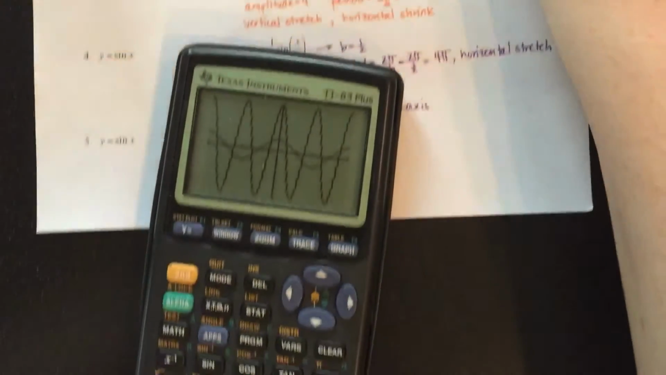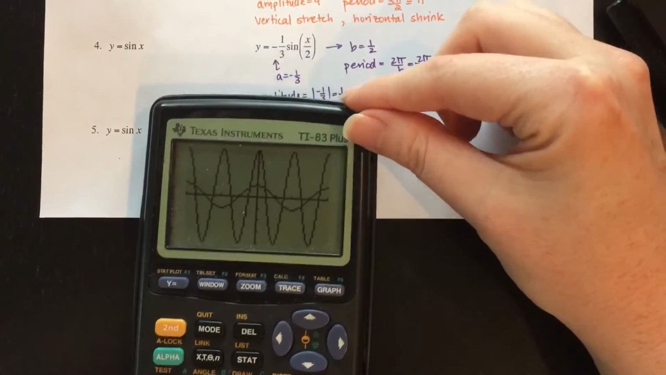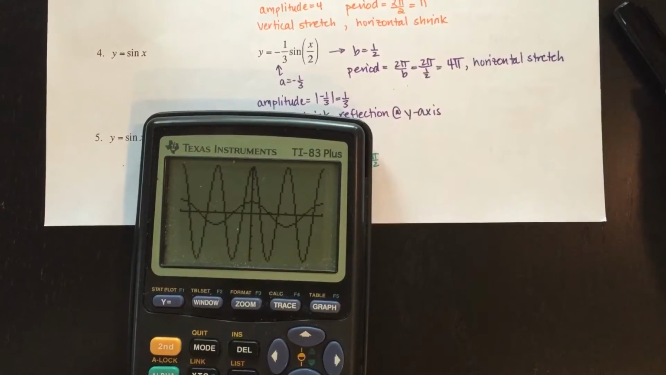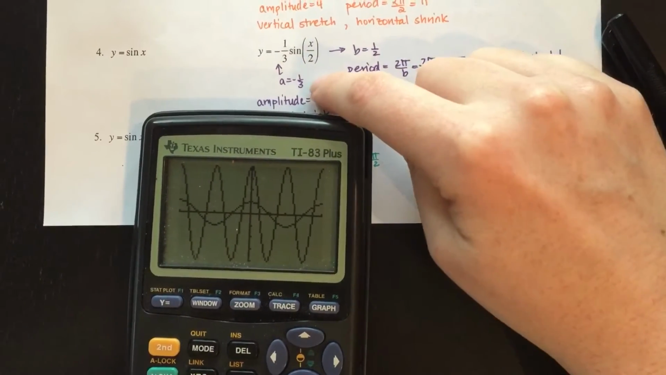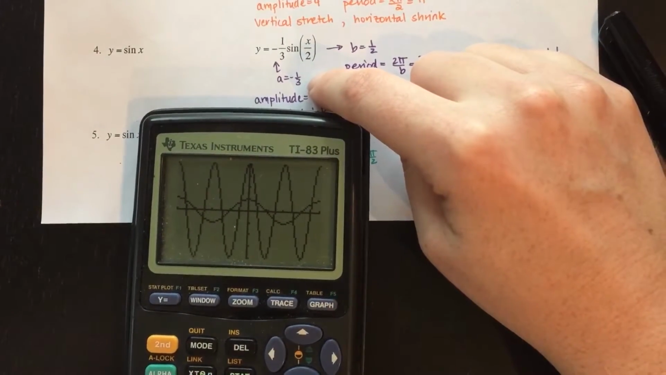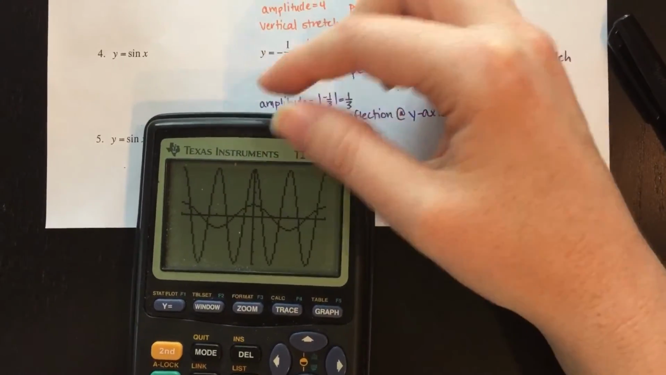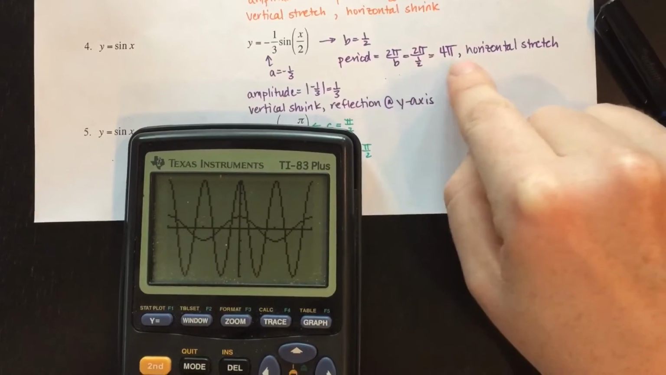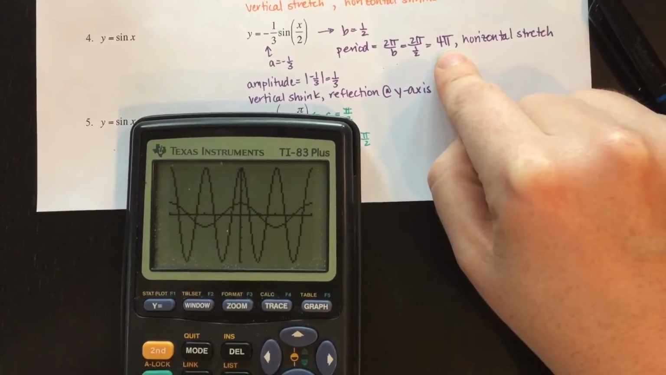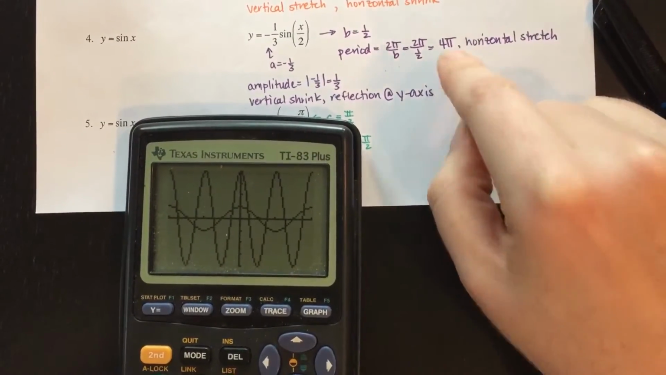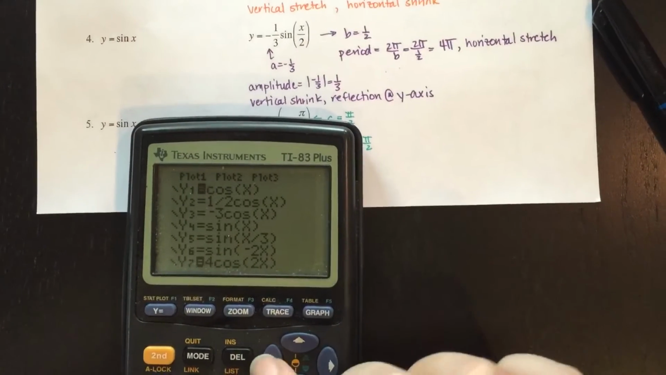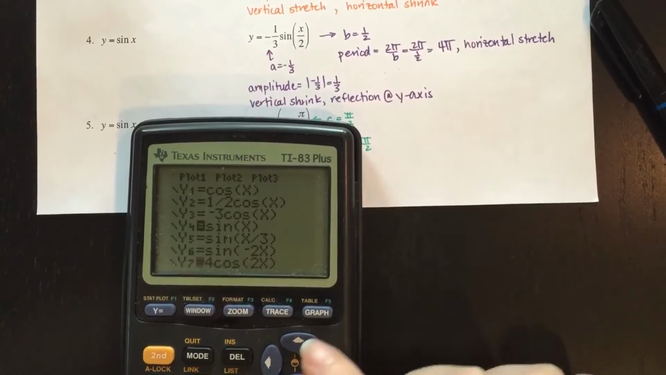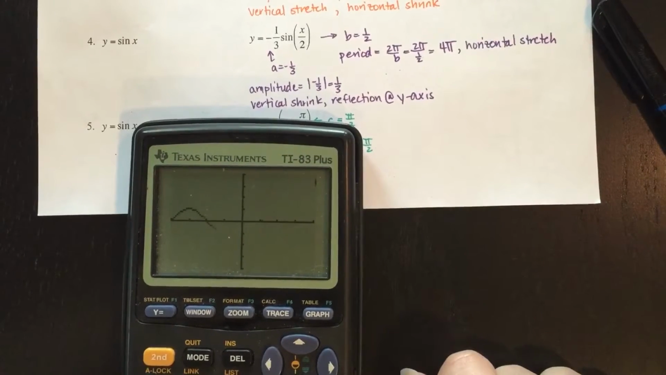Okay, so now let's look and see what happens if we do 2 things to sine. So here, number 4, we've gone ahead and shrunk sine vertically, so it's going to become shorter. It's also going to reflect because of that negative. And we should expect, again, a horizontal stretch. It's going to take it 4 pi to complete 1 rotation. So let's go back, take off cosine, put on sine, and just remind ourselves what the parent looks like.